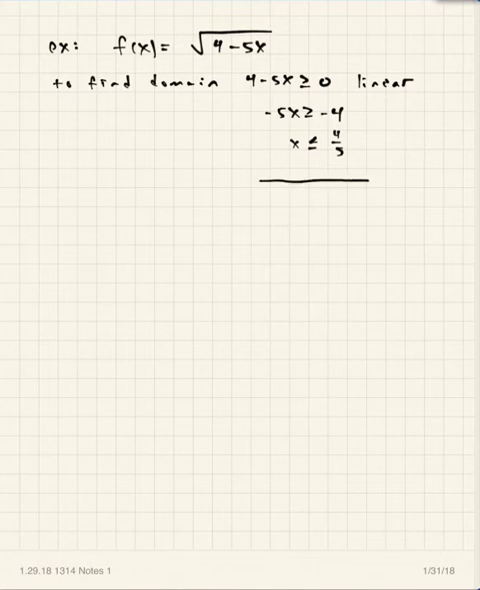On a number line, this would be 4/5 right here. You're putting a solid dot on 4/5, and shading everything to the left of 4/5. And so the domain for this function f would be negative infinity to 4/5. All x values less than or equal to 4/5 work in this function. Anything greater than 4/5 is a problem and is not in the domain, because it would give you the square root of a negative number.